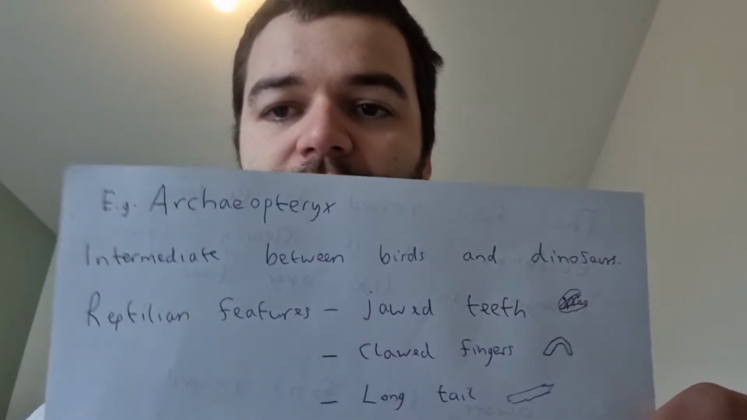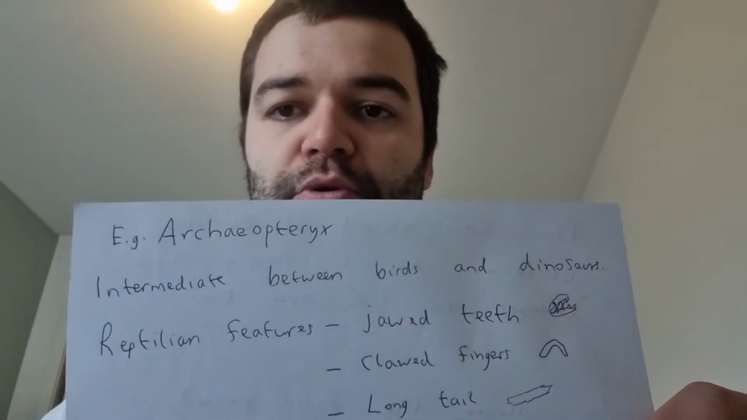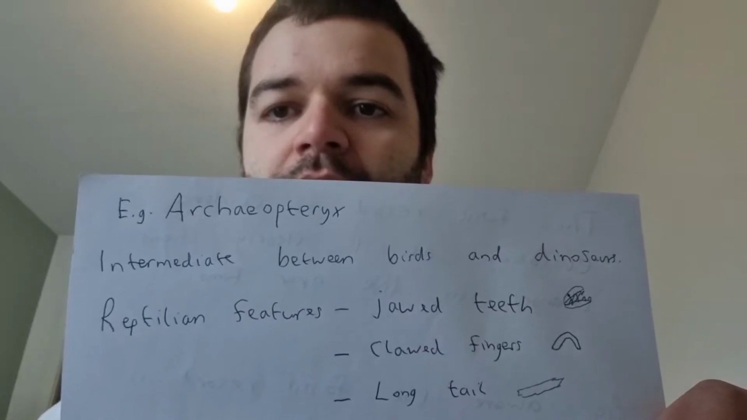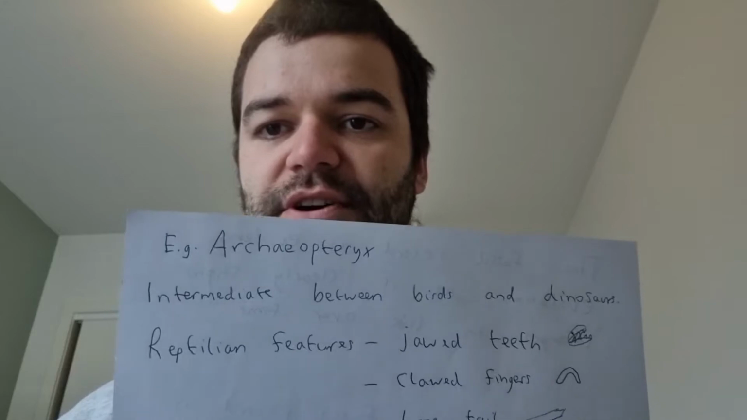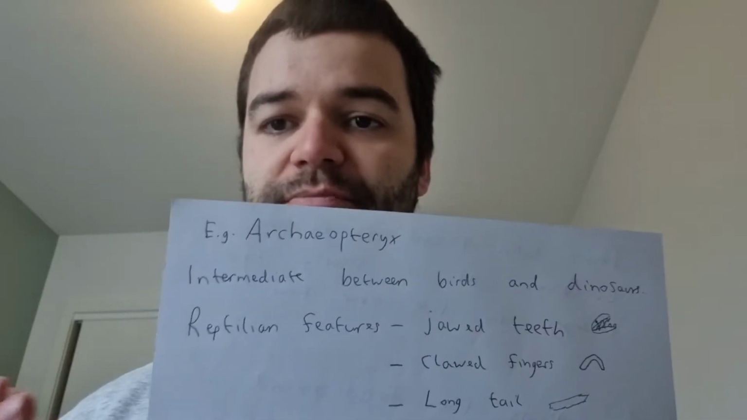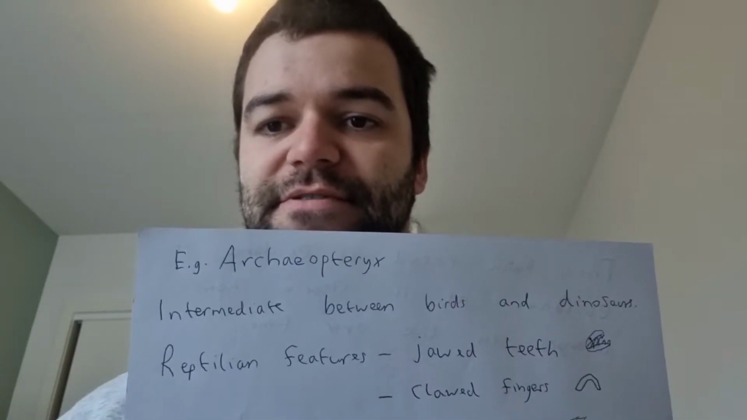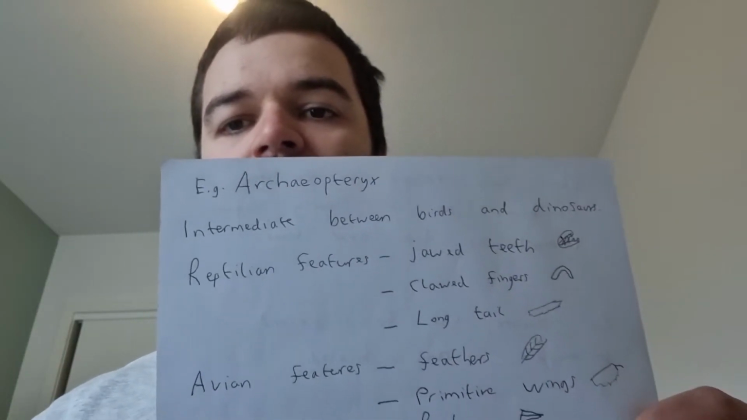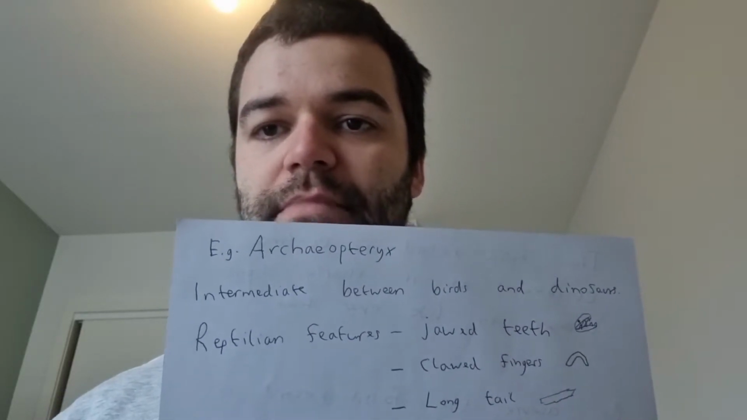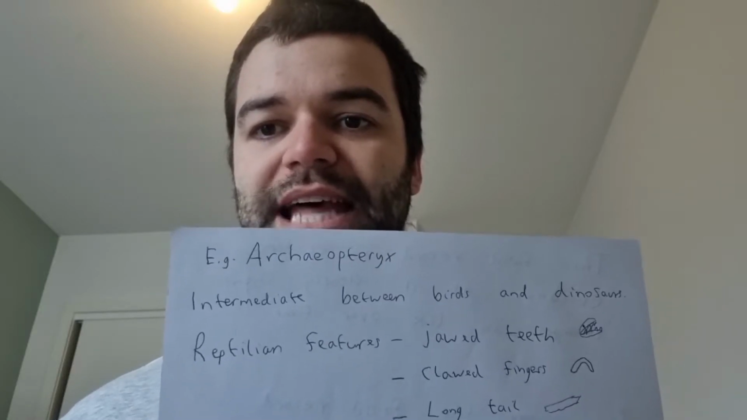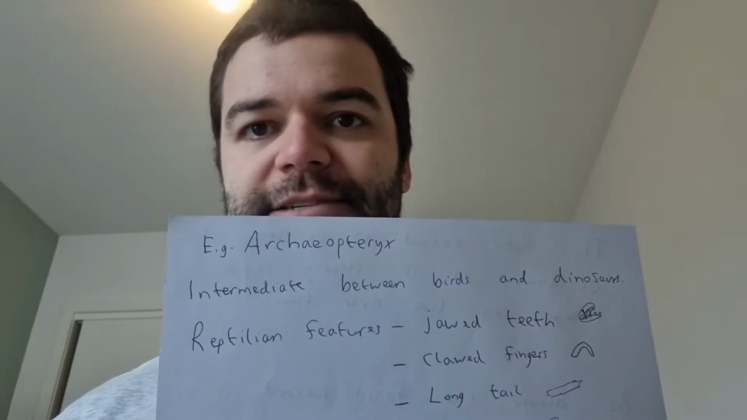Now, at this point, I'd encourage you to go to Google, put in Archaeopteryx fossil, and then just pause this video and have a brief look at it. Because it's a really fantastic example of a transitional fossil and a really well-preserved fossil. You can even see the feathers in quite clear detail in the fossil that was found. So Archaeopteryx is an intermediate form between dinosaurs, which are obviously reptiles, and birds. So they've got features of both reptiles and birds.